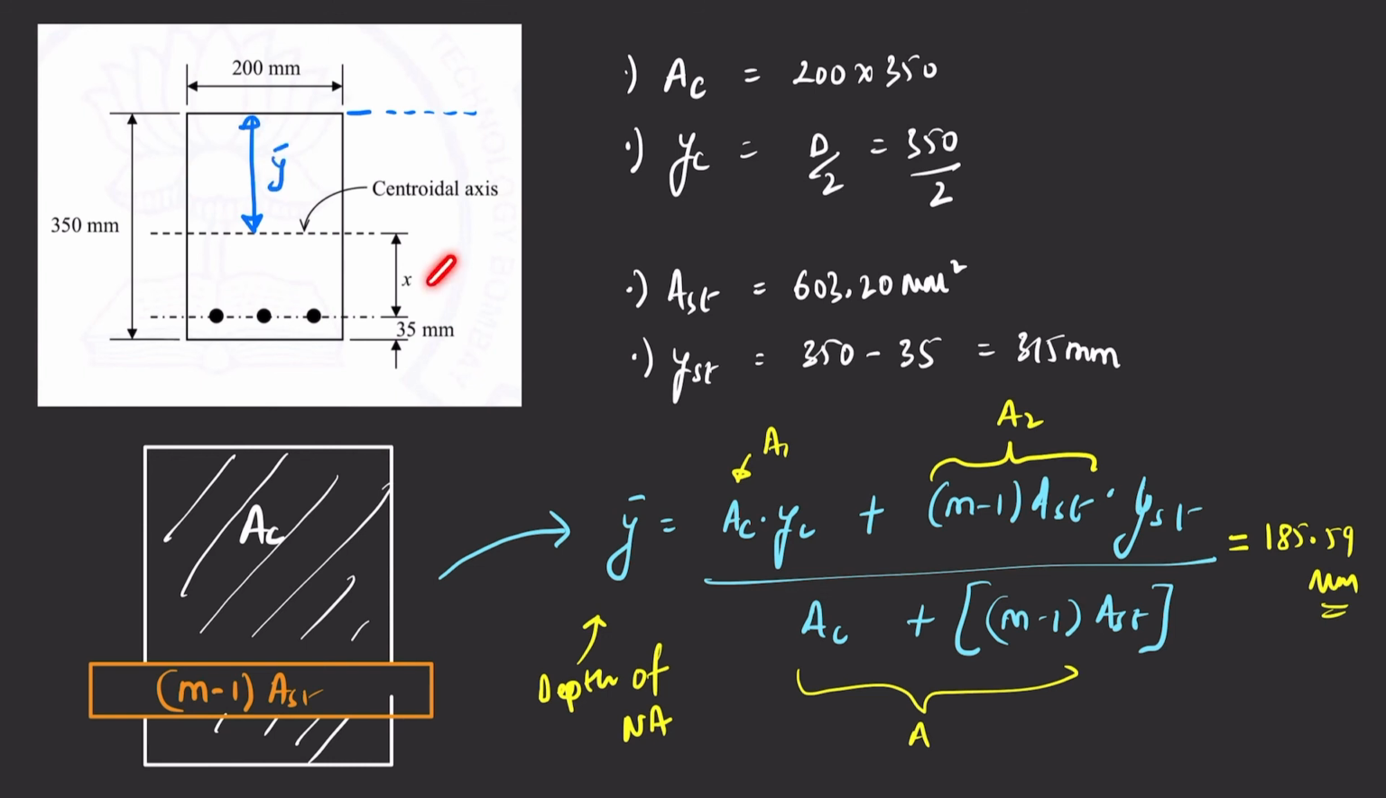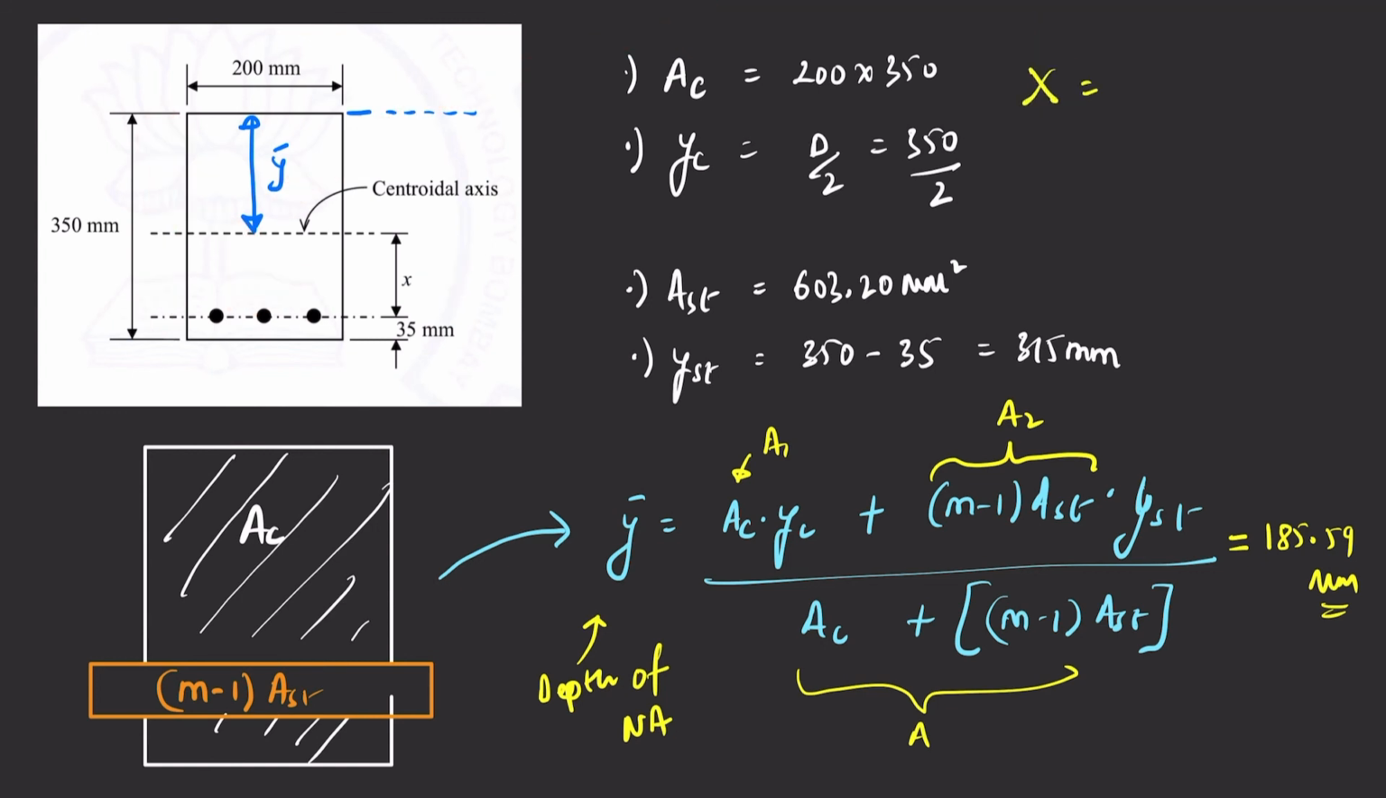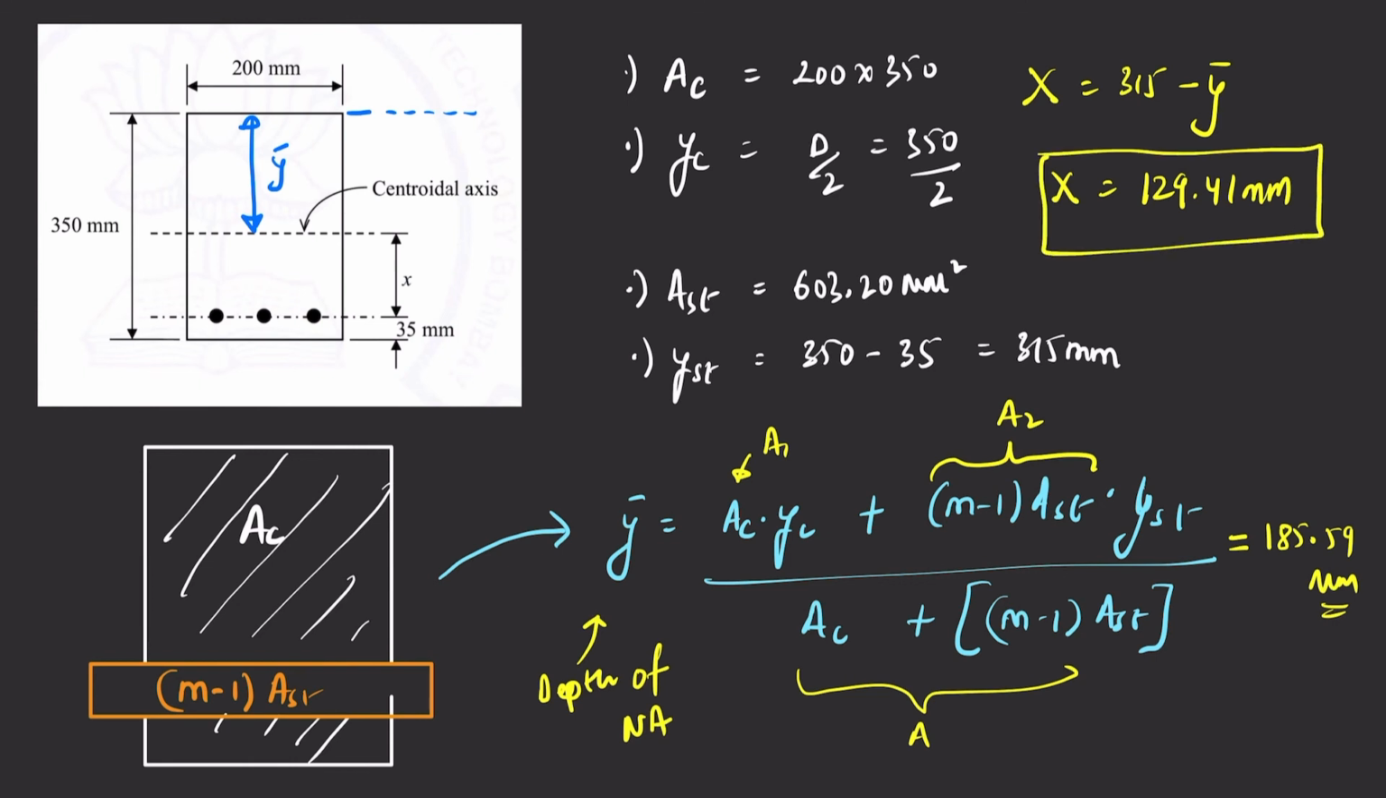In order to find the value of x, we just need to subtract y bar from the 315 mm depth, and ultimately we'll get our answer. So let us directly do that. So x is equal to 315 minus y bar, which gives us the value of 129.41 mm, after plugging in y bar from here. And this solves our question.